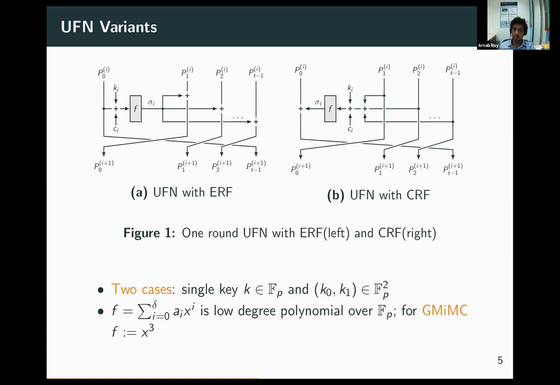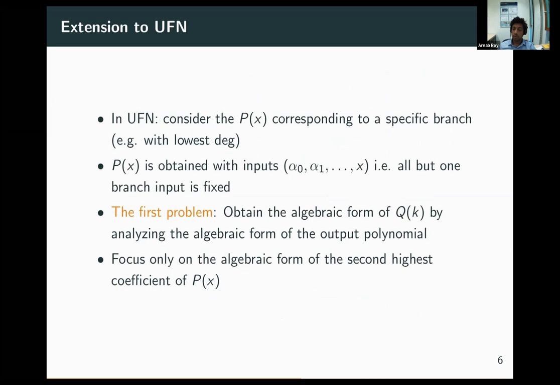So in our case, we cannot take the polynomial which represents the entire block cipher output. We choose a specific branch to get the polynomial. For the adversary's convenience, she can choose the lowest degree output polynomial. This can be constructed by fixing all but one input branch. That means that will be the variable input. As I said before, the first problem is to obtain this algebraic form of the second highest coefficient.